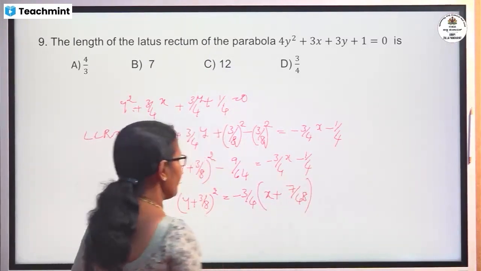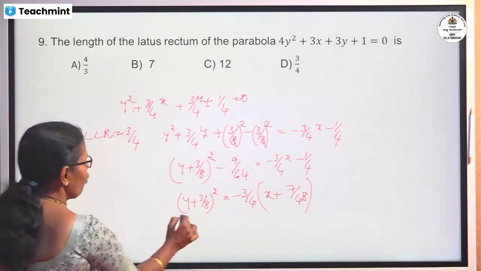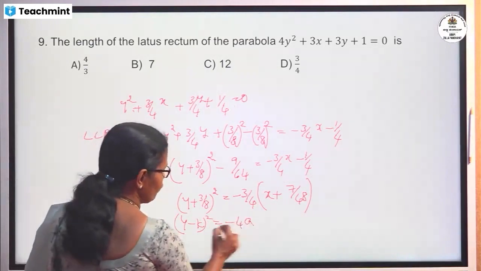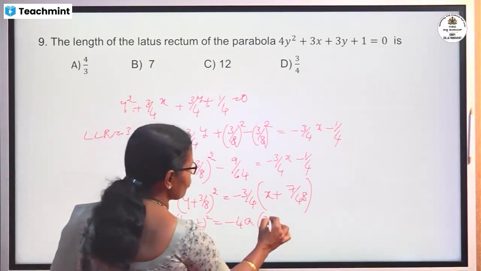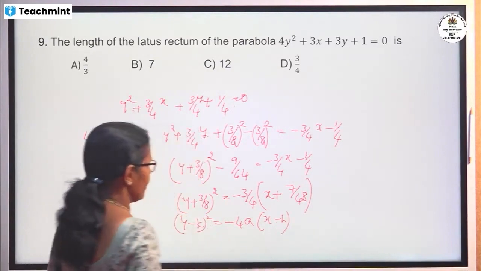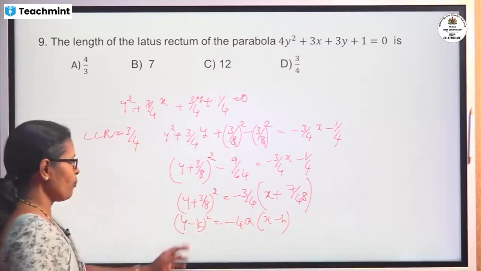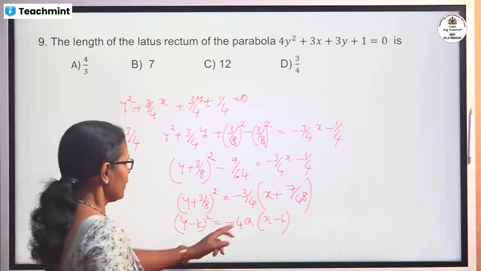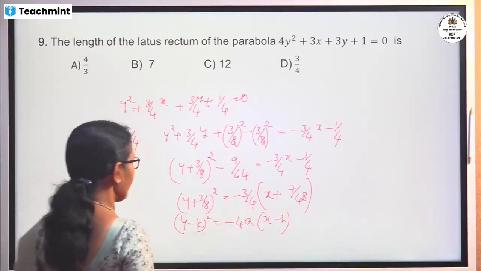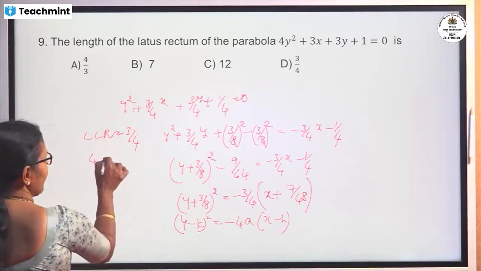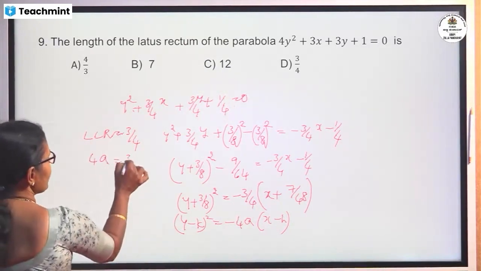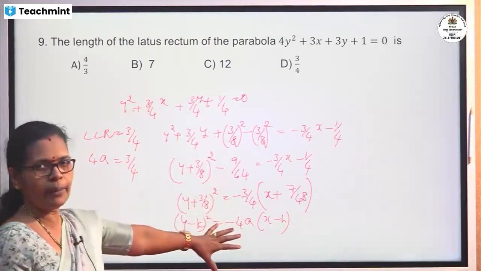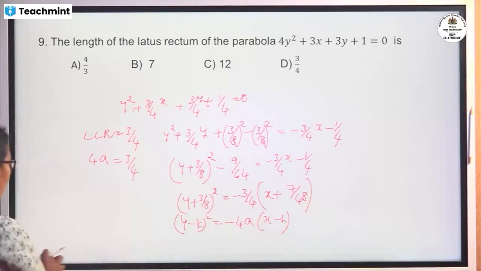X plus 7 by 48, which is in the form y minus k whole square equal to minus 4a into x minus h. Minus 4a, which is the form y minus k whole square is equal to minus 4a into x minus h. Then 4a is equal to 3 by 4. Length of the latus rectum of the parabola, 4a, is equal to 3 by 4. This is the lengthy method, the completing the square method. Now we move to the next question.